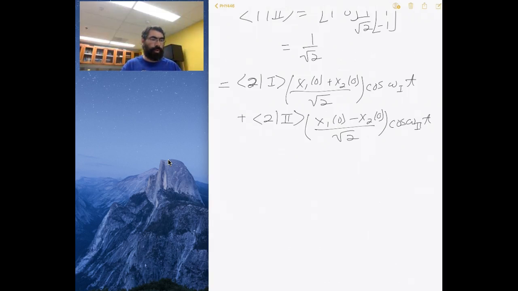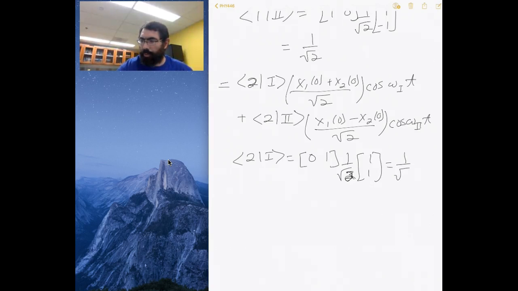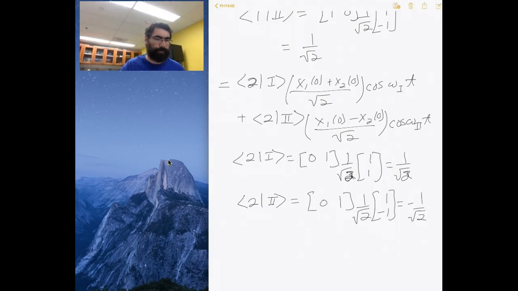Okay, which means now if I work out these inner products, I have (0, 1) times 1 over the square root of 2 times (1, 1). So that gives me 1 over the square root of 2 as this factor. And then state 2 projected onto diagonal basis 2, so that's (0, 1) times 1 over the square root of 2 times (1, -1), so that gives a factor of minus 1 over the square root of 2.